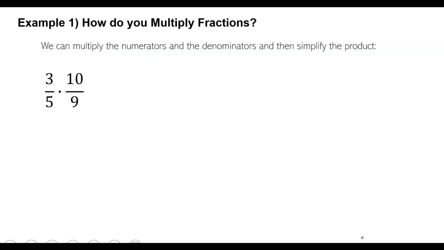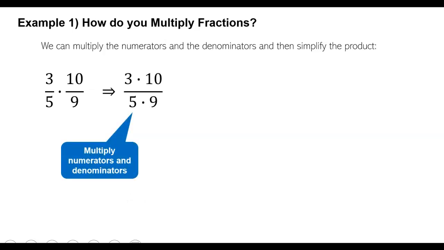Okay, so the first question is how do you multiply fractions? Here's your first example. What do y'all think we would do to multiply these fractions? Cross multiplying and butterfly is only when there's an equal sign between them. So when you're just multiplying fractions, it's top times top, bottom times bottom. You can leave it as a fraction. So 3 times 10 and 5 times 9. 3 times 10 gives you 30, and 5 times 9 gives you 45.